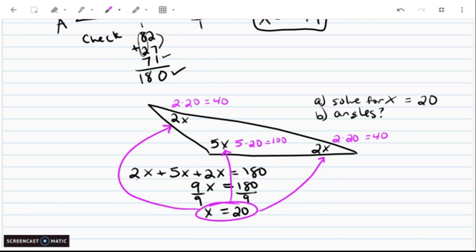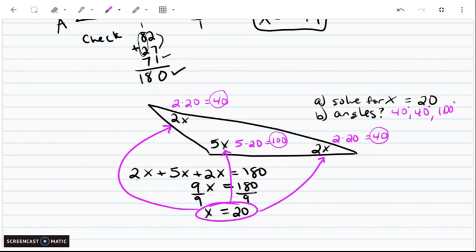So now I need to make sure that I'm correct. And if I take 40 and 100, that's 140. Plus 40 more equals 180. And so my angles are 40, 40, and 100. There you go. So those are my angle measurements. Let's add the degrees on there. So now I did that one.